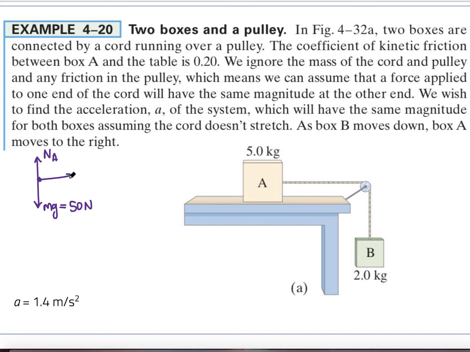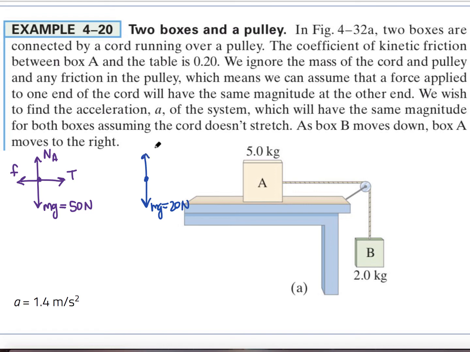Then I have a tension acting to the right. And then I have a frictional force acting to the left. Okay, so this is my A block. Then for B, separate here, I'm actually going to use a different color. Here I have mg acting downward. In this case, my mg is actually 20 newtons.